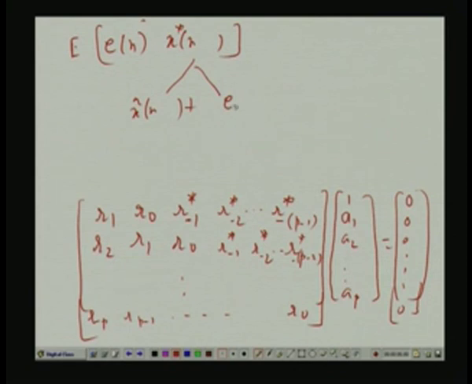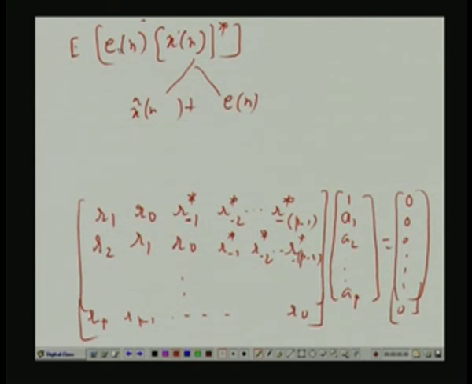Another is E n itself. The projection and the error together form x star n. X n, you are putting a star.